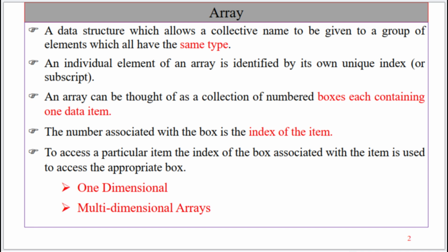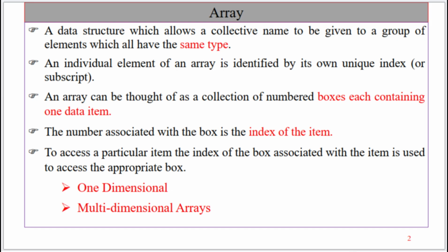An individual element of an array is identified by its unique index, or subscript. An array can be thought of as a collection of numbered boxes, each containing one datum. The number associated with the box is the index of the item. To access a particular item, the index of the box associated with the item is used to access the appropriate box.